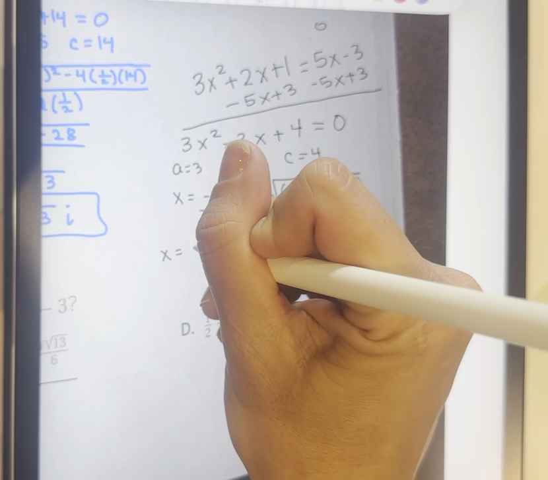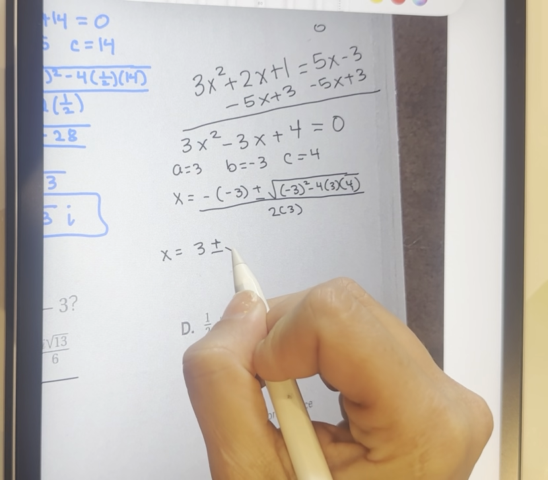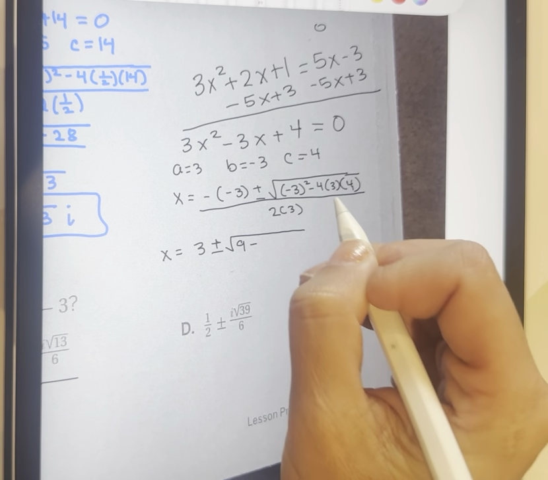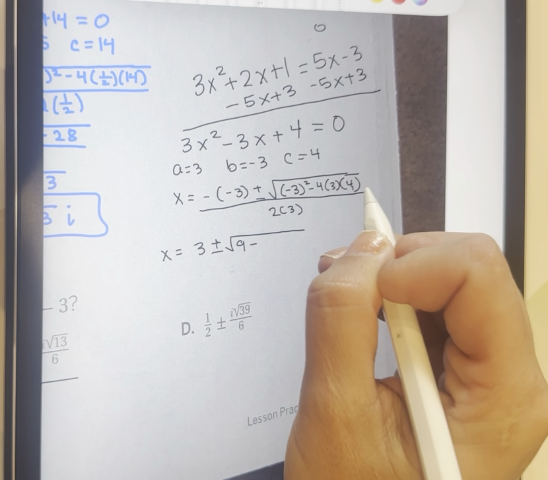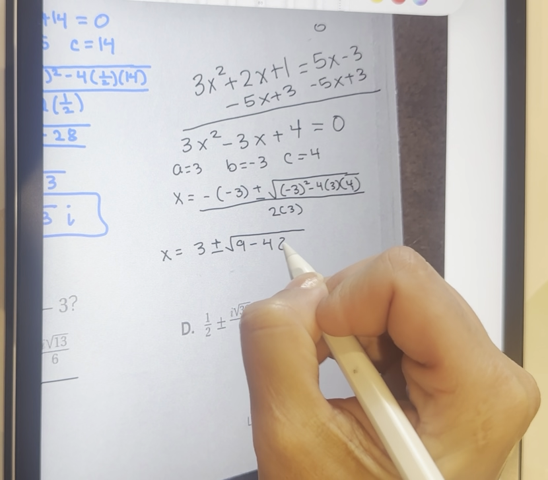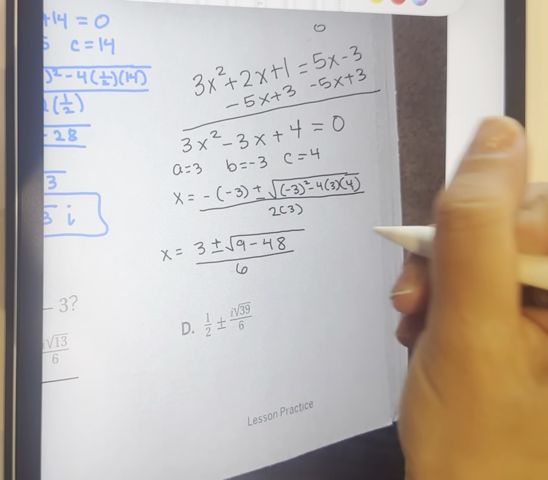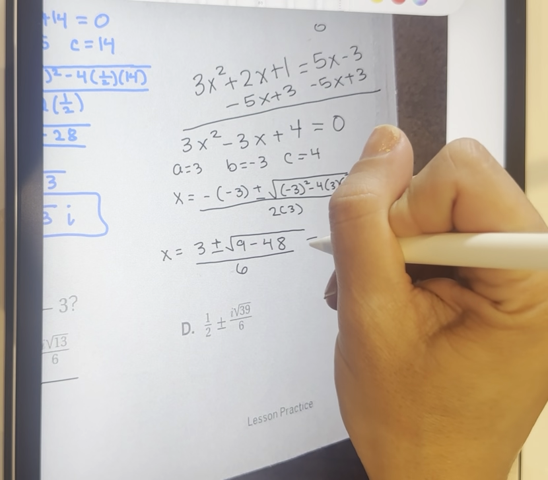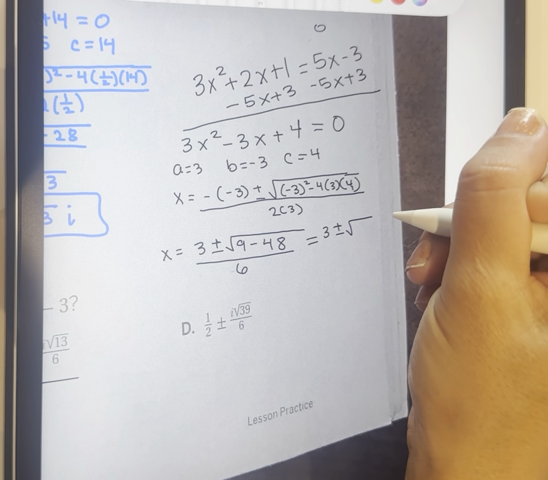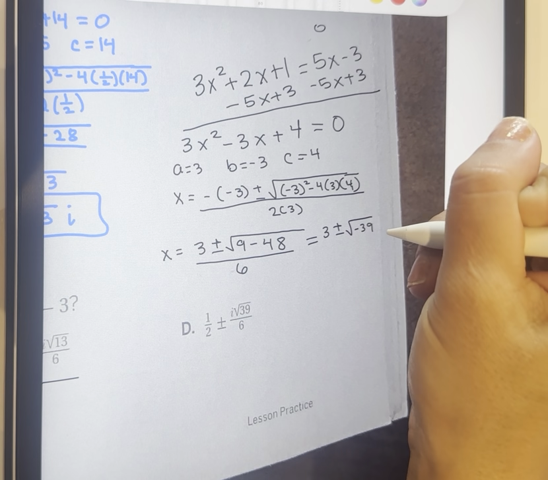x equals -3 plus or minus the square root. -3 squared is 9. Minus 4 times 3 is 12. Times another 4 is 48. And we're dividing by 6. I'm running out of space, so I'm going to simplify this way. That's 3 plus or minus the square root of 9 minus 48. That's -39.